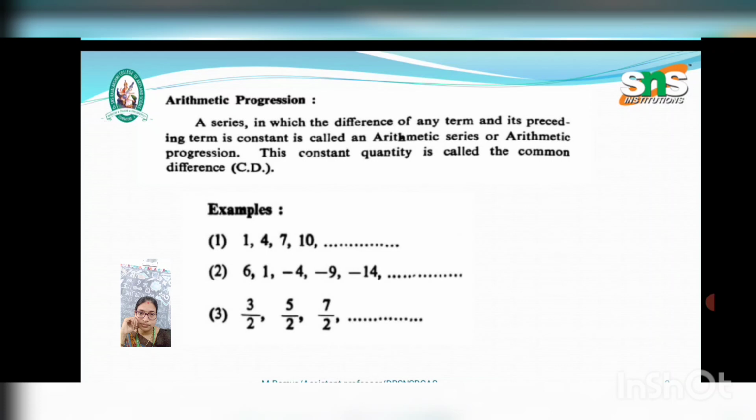How do you find the common difference in an AP? 1, 4, 7, 10. What is the first term? 1 is the first term. What is the second term? 4 is the second term. 7 is the third term. 10 is the fourth term, etc.